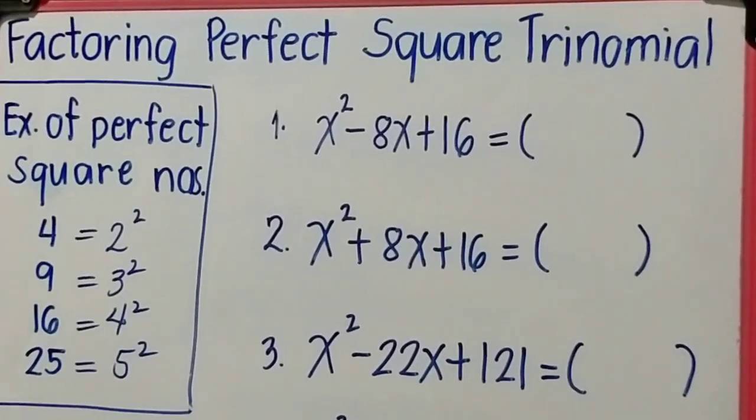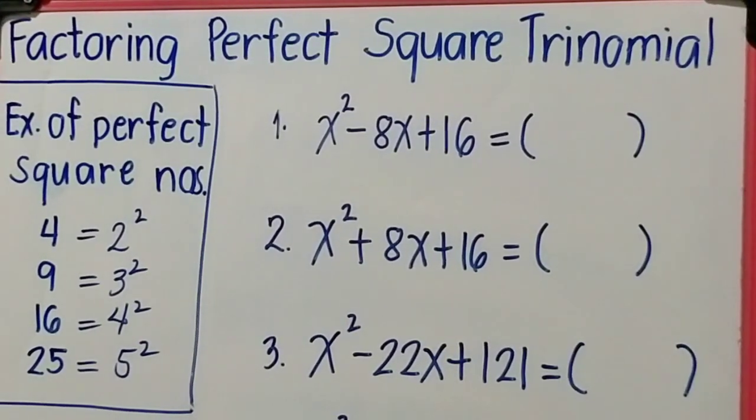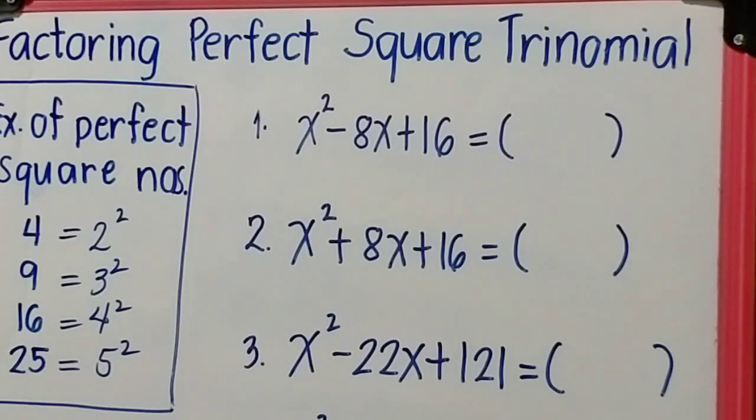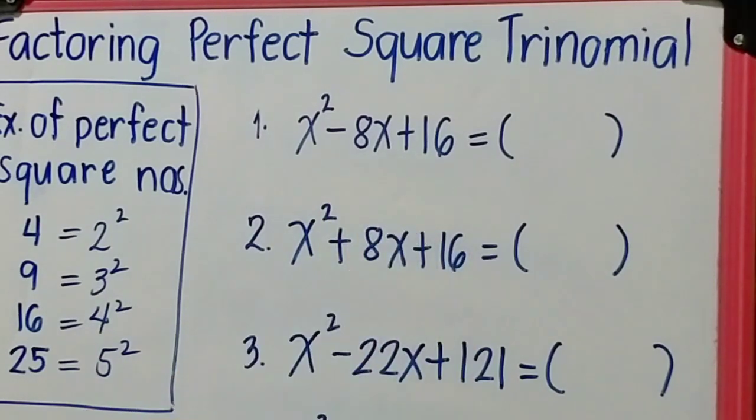Since these numbers can be written as square of a certain number, then they are said to be a perfect square. So as to trinomial, if a trinomial can be written as a square of binomial, then it is said to be a perfect square trinomial. So let's take this example. Factor x squared minus 8x plus 16.